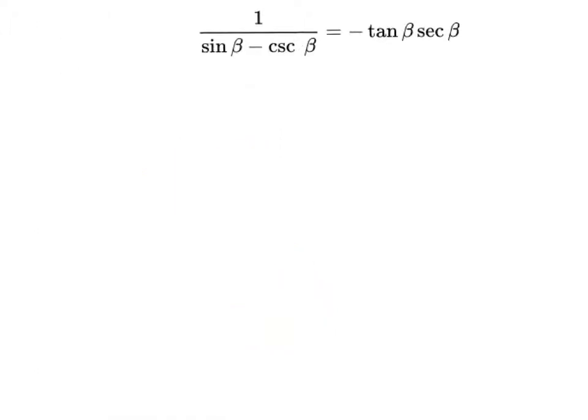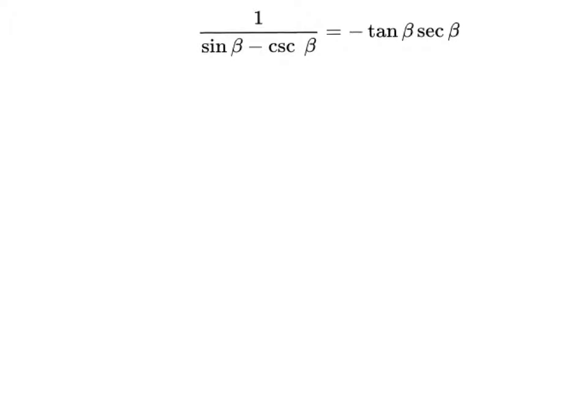Okay, 1 over sine beta minus cosecant beta is equal to the opposite of tangent beta, secant beta. The fraction is obviously the more complicated looking side, so we're going to start there. Be careful, since the denominator is what has the subtraction in it. This cannot be split up. We have split fractions where the numerator had a sum or a difference in it, but if a denominator has the sum or difference, you cannot do that, okay?